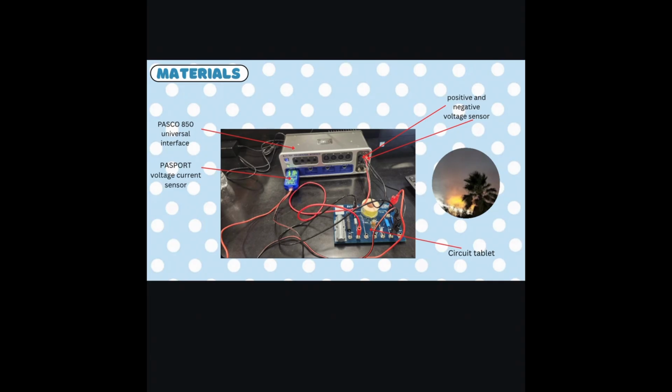The next is the negative and positive voltage sensor. The red one, which is connected to the positive on the signal generator, senses the positive voltages, and the black one is connected to the negative, and it senses the negative voltages. The last one on the bottom, with blue, where the wires are connected, is called a circuit tablet, and I'll explain that on the next slide.